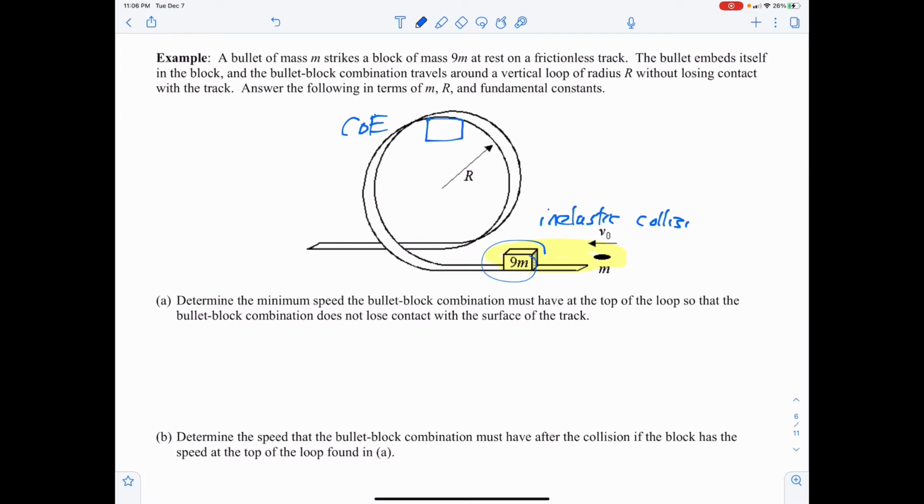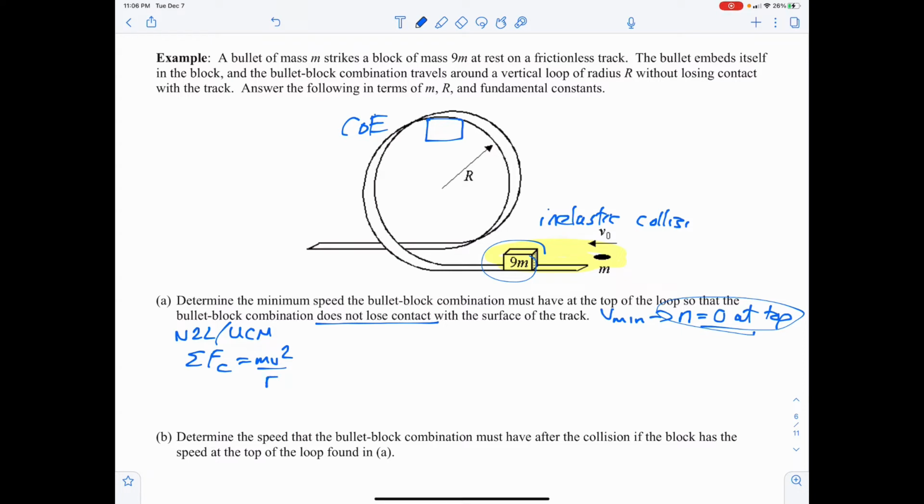Okay, so part A. Determine the minimum speed the bullet-block combination must have at the top of the loop so it does not lose contact with the track. To not lose contact with the track implies that the normal force is 0 at the top. So with that implication, we're doing Newton's second law for uniform circular motion. In other words, net centripetal force equals mv squared over r.